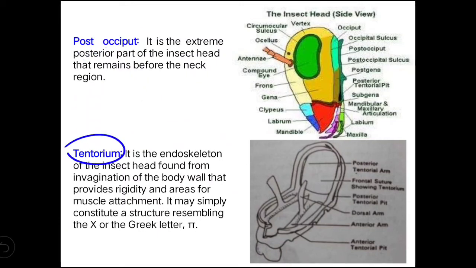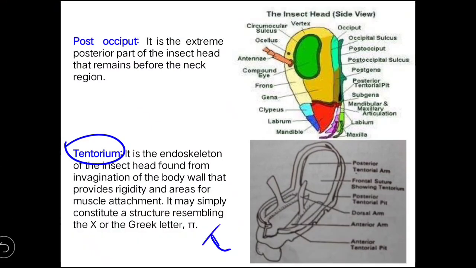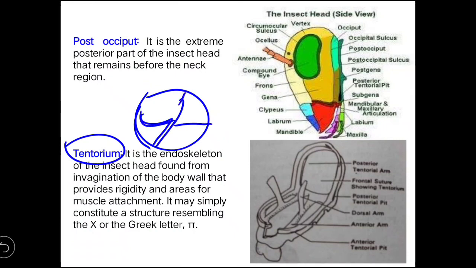It is a most important question, which you may get in the JRF or in the semester exam, anything. Tentorium is the endoskeleton of the insect head. Remember what is tentorium? It is the endoskeleton of the insect head. How will it form? It is formed by the invagination of the body wall. Suppose this is the body wall. This body wall will invaginate and it will form like this.